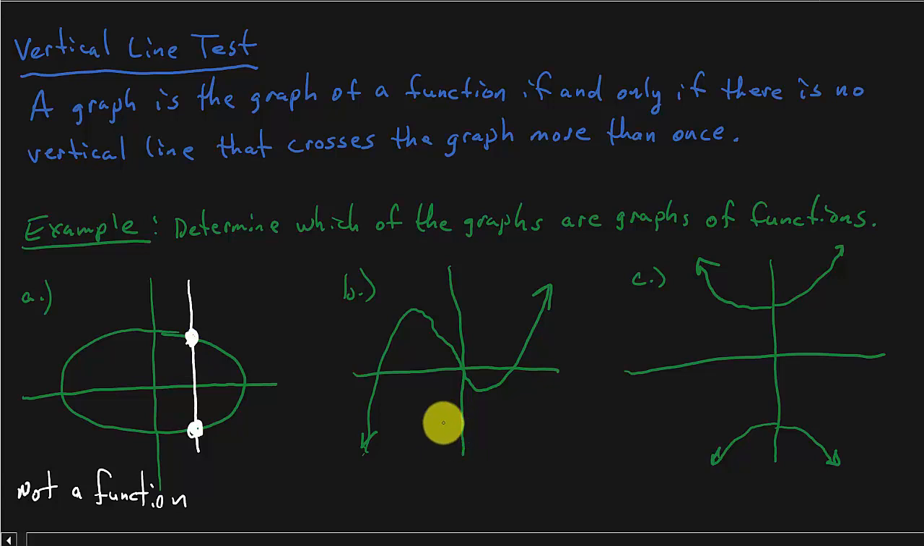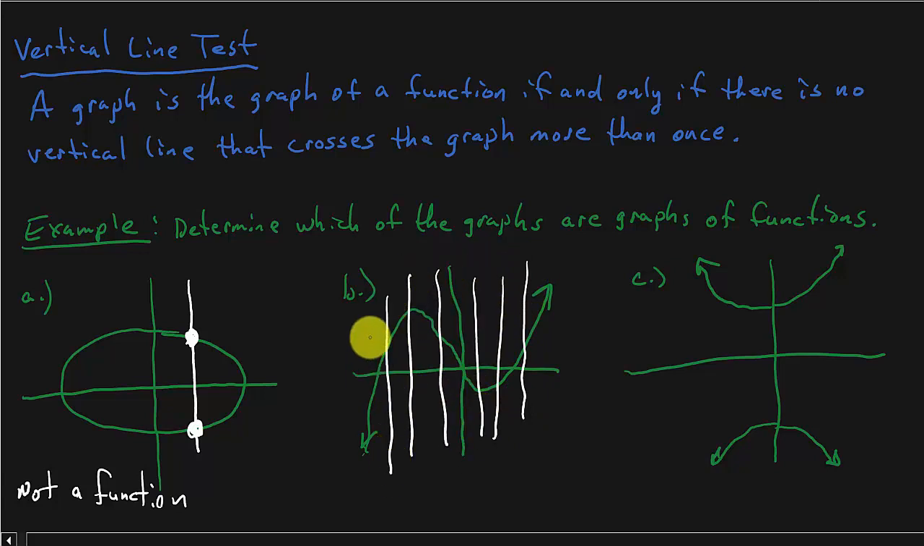Now let's look at B. Well, look at this. You can draw a vertical line anywhere. I'll just draw a couple of them somewhere. But look, no matter where I draw my vertical line, it only intersects the graph in one point. A vertical line will never intersect this graph in more than one point, so that means it is a function.